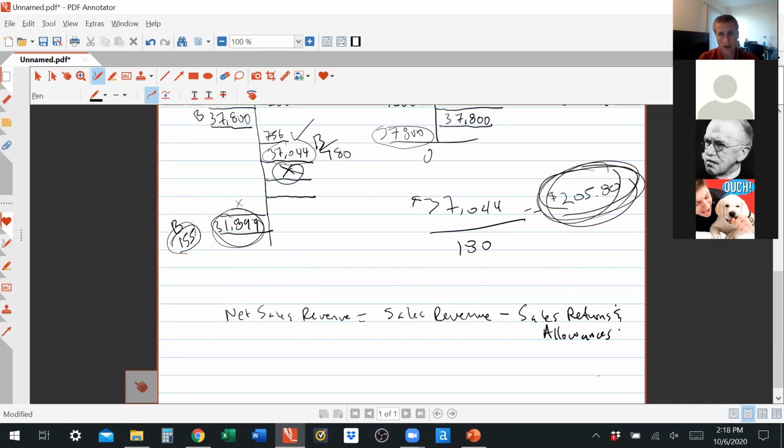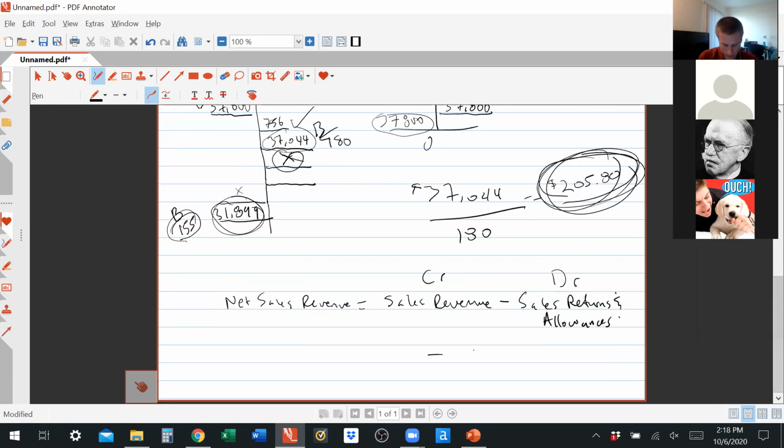The sales returns and allowances account is a contra account to sales revenue. Normal debit balance, whereas sales revenue has a normal credit balance. And then we also have to subtract the balance in the sales discounts account. Sales discounts is also a contra account to sales revenue and has a normal debit balance.